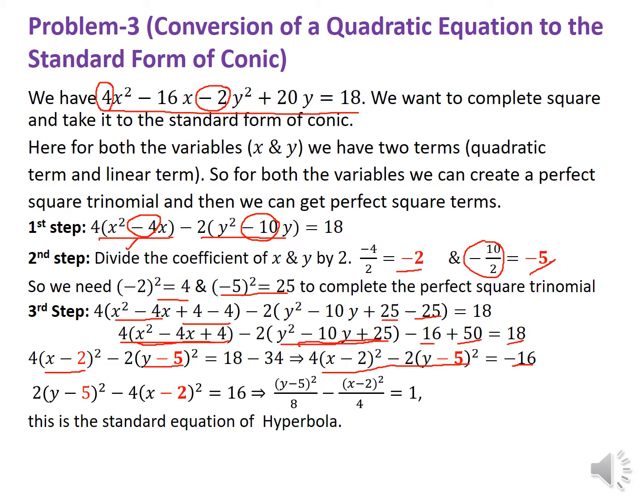That means we will have 2 into y minus 5 whole square negative 4 into x minus 2 whole square is equal to 16. Now we will divide the equation by 16, then we will get y minus 5 whole square by 8 negative x minus 2 whole square by 4 is equal to 1, which is the standard equation of a hyperbola. So in this way we can convert quadratic equations to the standard form of conics. That's it for today. Thank you everyone.